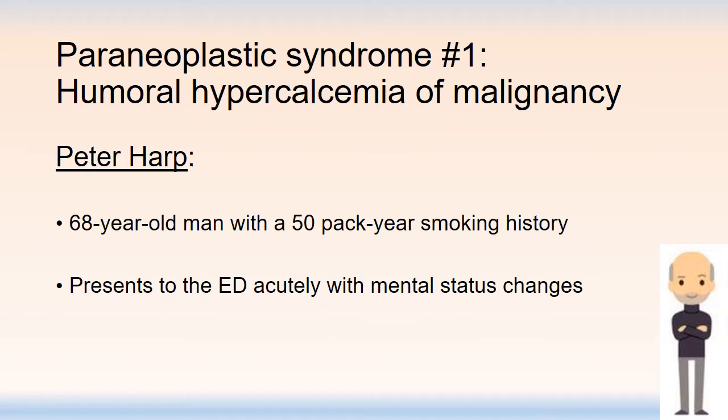So the first case we'll talk about is going to be an example of humoral hypercalcemia of malignancy. And I'm giving away the final diagnosis because I want you to absorb all this information as we go through as being indicative of humoral hypercalcemia of malignancy. So Peter Harp presents. He's a 68-year-old man who has a 50-pack year smoking history. And the reason he's presenting to the emergency department is because he has mental status changes.